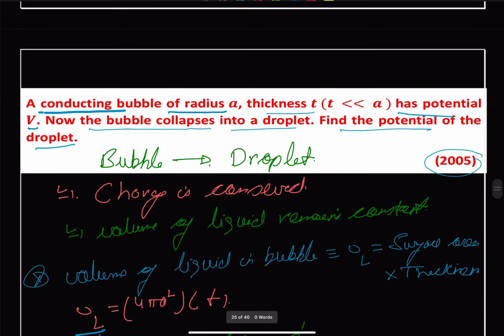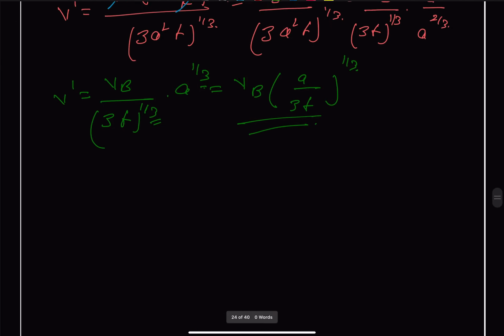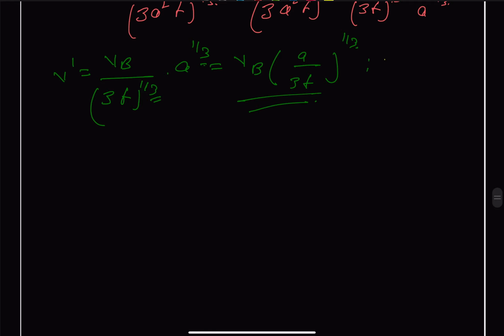Here the potential is given as V, so therefore we can put VB is equal to V. So we get V prime is equal to V, and this comes as (A over 3t), whole raised to the power 1 by 3.